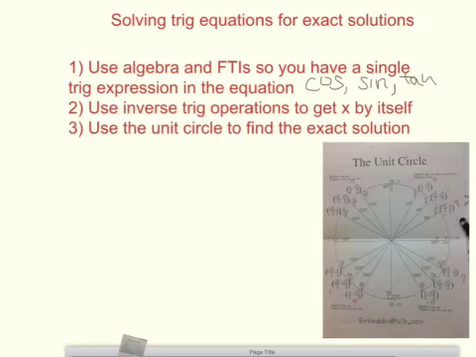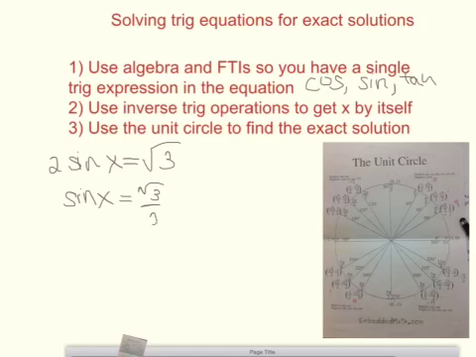So I thought we'd start with one that's pretty basic, and then we would go on to one that's a little bit more complicated. So let's take a look at the equation 2 sine x equals square root of 3. First, use algebra and FTI so you have a single trig expression. Right away I'm noticing that I only have a single type of trig expression. It's not like we have tangents and sines and cosines all in there, we just have one. So then we use algebra. We get sine x equals square root of 3 divided by 2.